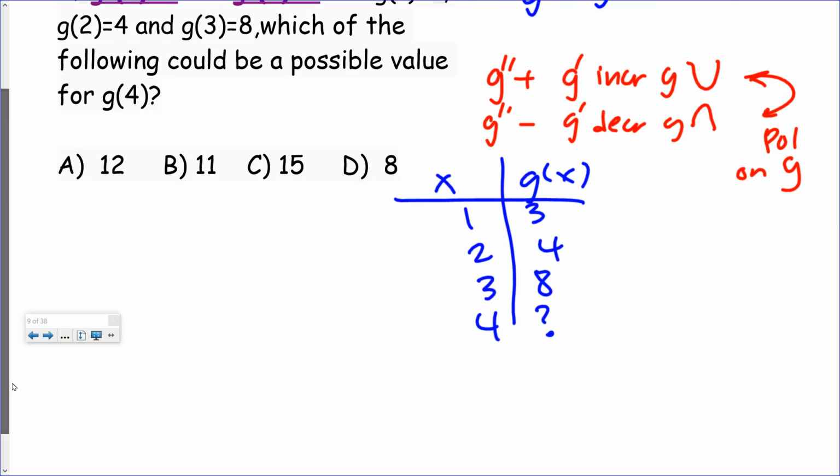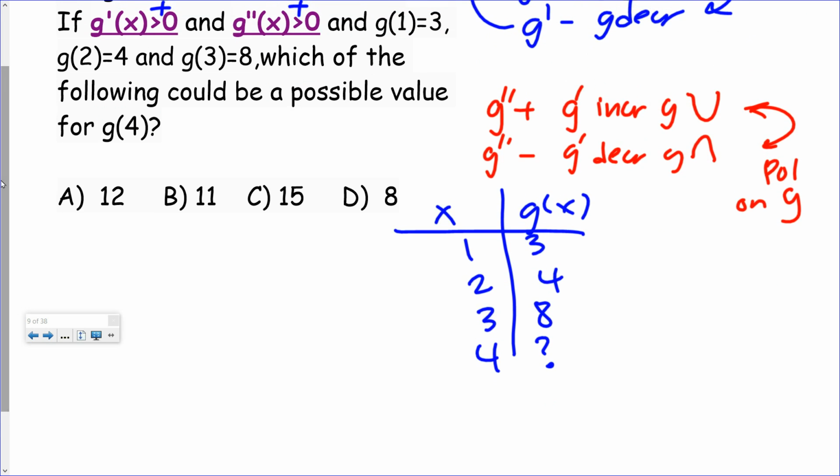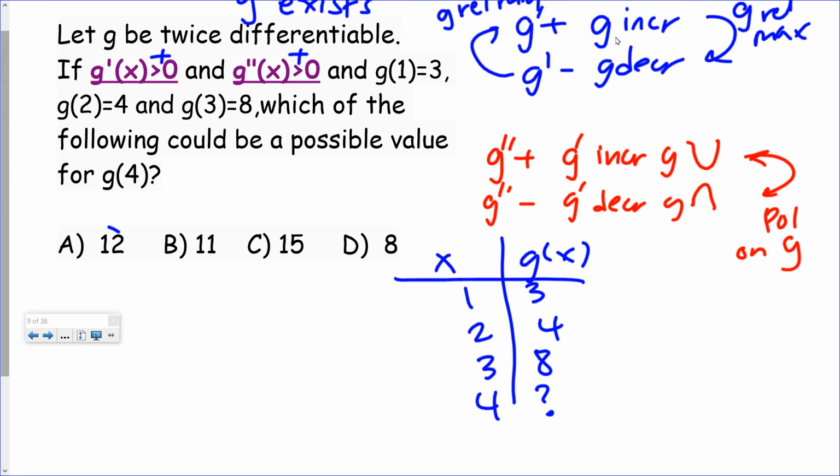Okay, you guys good so far? This is what I'm trying to figure out. Okay, then what I also know is that G prime is positive. Well, if G prime is positive, what do I know about G? It's always increasing. You guys good with that? So if I look at these numbers, 3, 4, 8, which one of all these multiple choices do I have to eliminate? Because it wouldn't be increasing. Everybody good so far? Okay, G is always increasing.